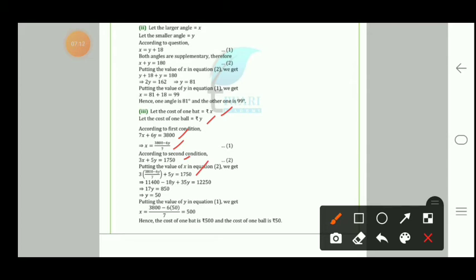So now on solving this, we are getting y is equal to 50. Now putting this value y is equal to 50 in equation number 1, we are getting x is equal to (3800 minus 6 into 50) over 7, which is equal to 500. So hence the cost of 1 bat is rupees 500 and the cost of 1 ball is rupees 50.